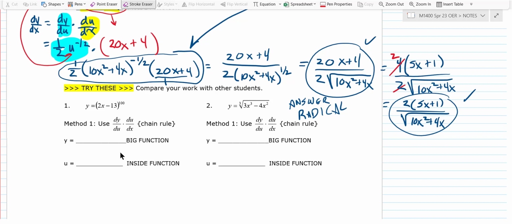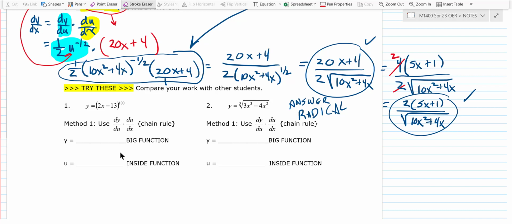Now, what do I mean by the y? You're just going to replace that thing with u. So what you're going to have is u to the 100 power. That's all you do. Okay, understand that? Now, you should write down the formula. You have dy over dx equals dy over du times du over dx. That's the chain rule formula.